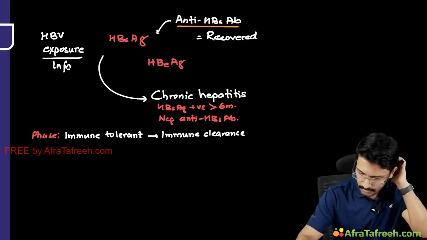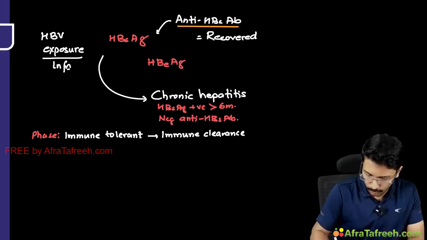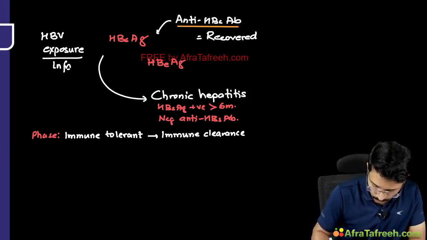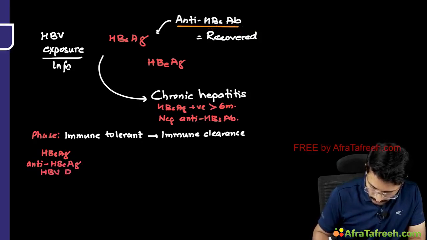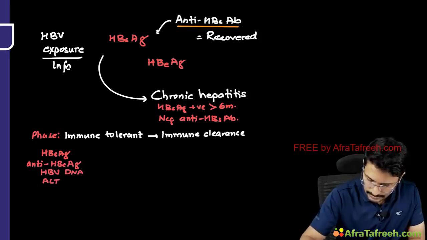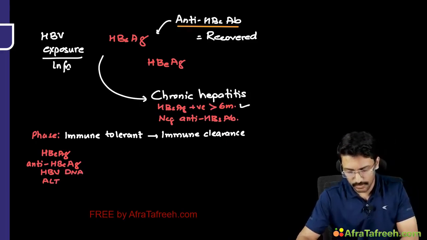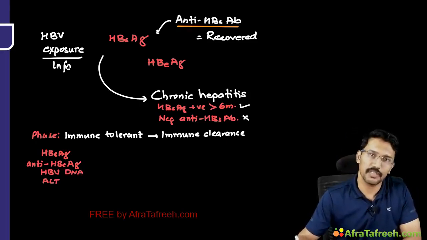Now what happens in the immune tolerant phase? Important things we need to know are what is happening to the HBeAg, is there any anti-HBeAg antibody produced, what is happening to the HBV DNA levels, and what is happening to ALT. When I say that the patient has chronic hepatitis, it already means the patient has HBsAg positive and doesn't have anti-HBs antibody, right?